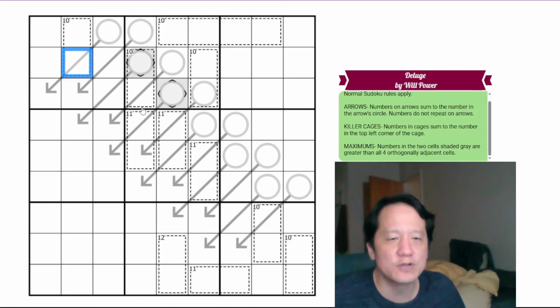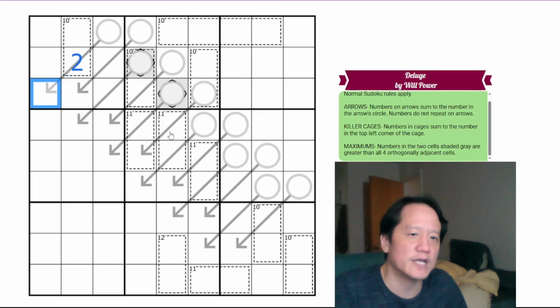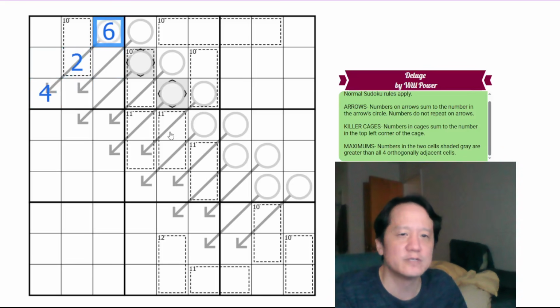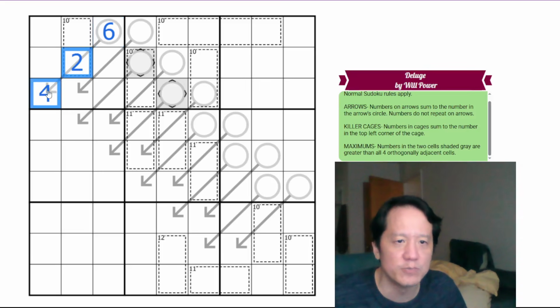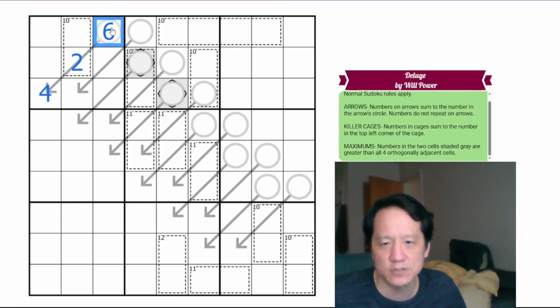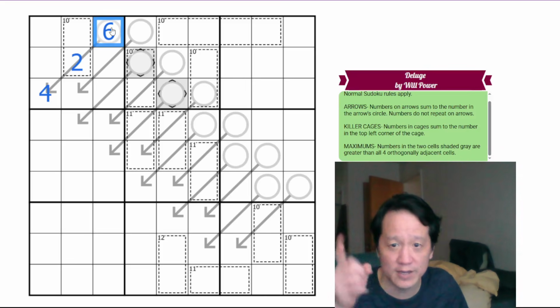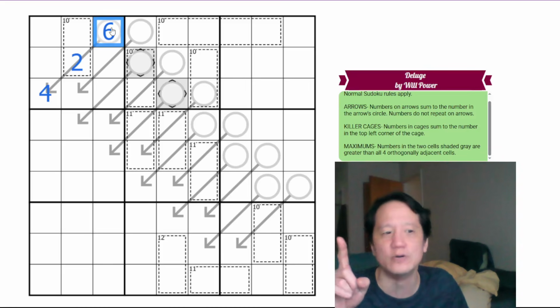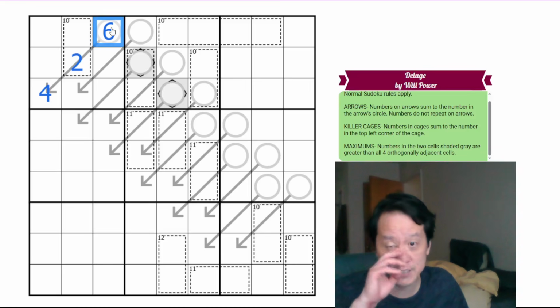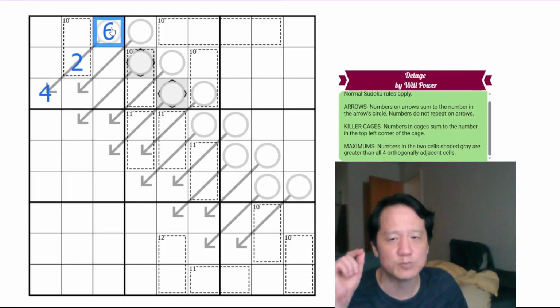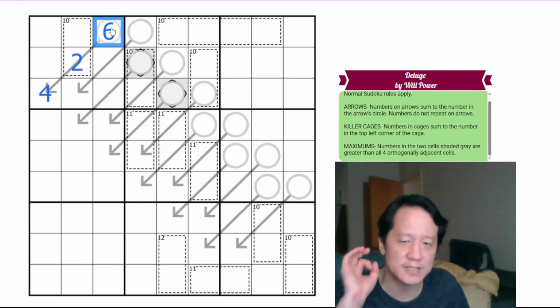So if, for example, this was, say, a 2 and a 4, this would have to be 6, because these two digits along the arrow must sum up to the digit that's in the circle that's connected to it. And you cannot have repeats, so keep that in mind. Again, that's not typical for arrow rule sets, but in this puzzle, we specifically have that designation.